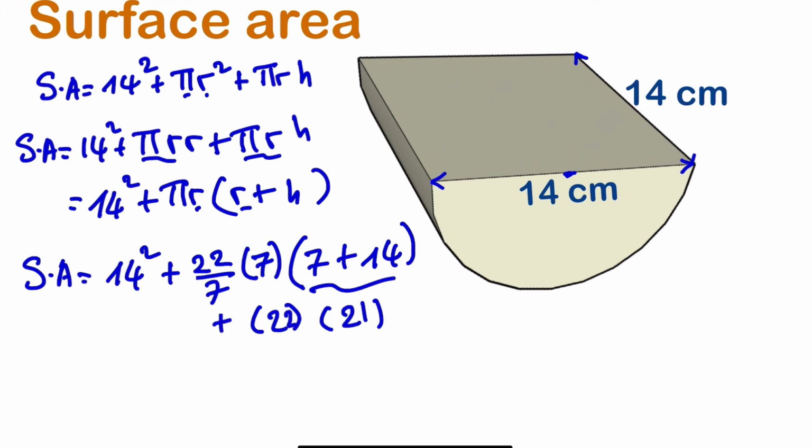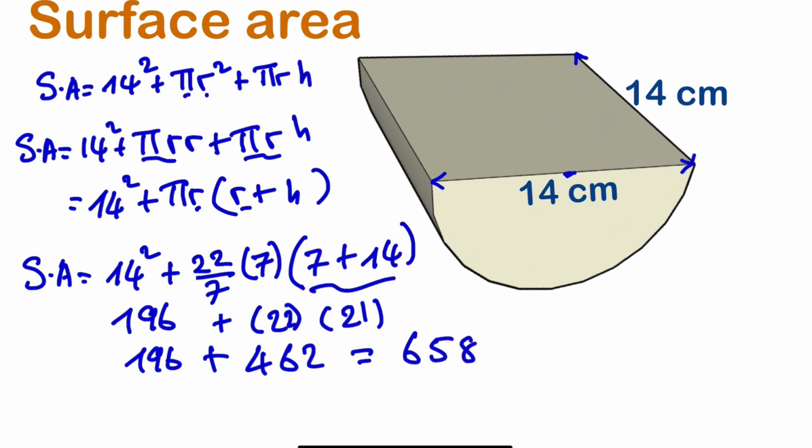Plus 14 squared is 196. So we are going to have 196 plus 22 times 21, which will give us 462. If we add them together, we are going to have 658 centimeter squared, since we are looking for the area.